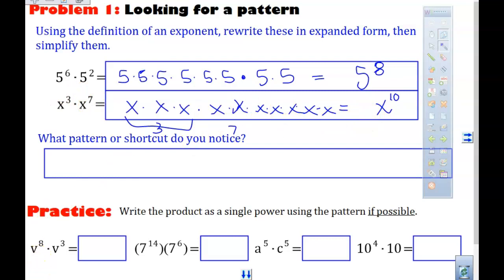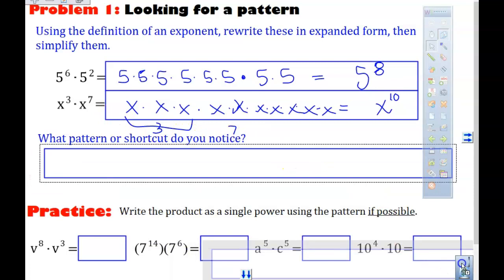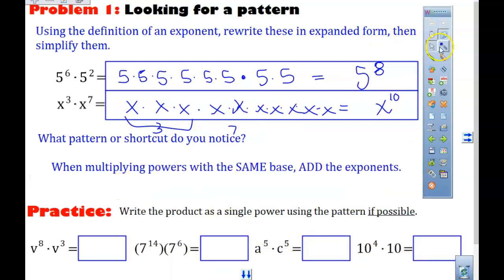Talk to your shoulder partner right now and see if you can come up with that. When you multiply the same base, what did you do with those exponents? You added them, right? So when you multiply powers, if they have the same base, please make sure you're writing this down. It has to be exactly the same base. They are both x's, they are both 5's. We are going to add those exponents.